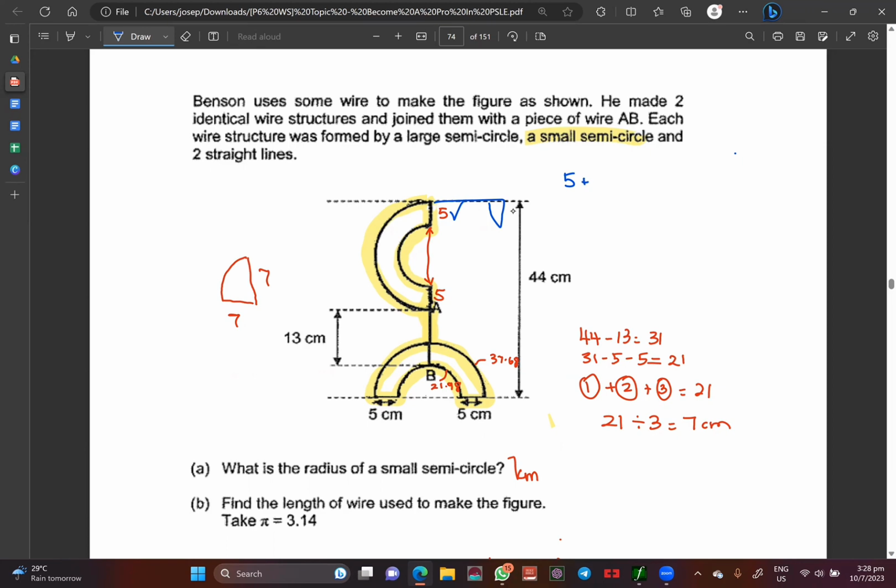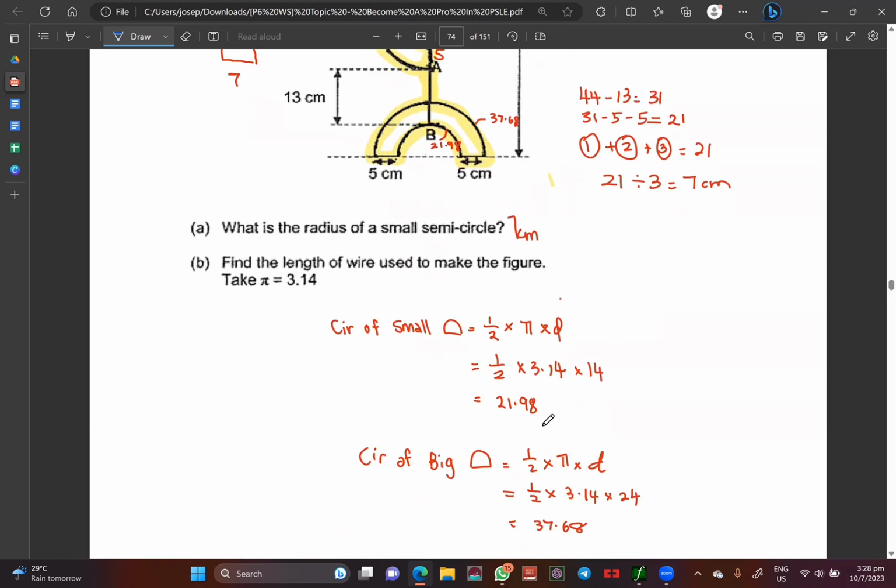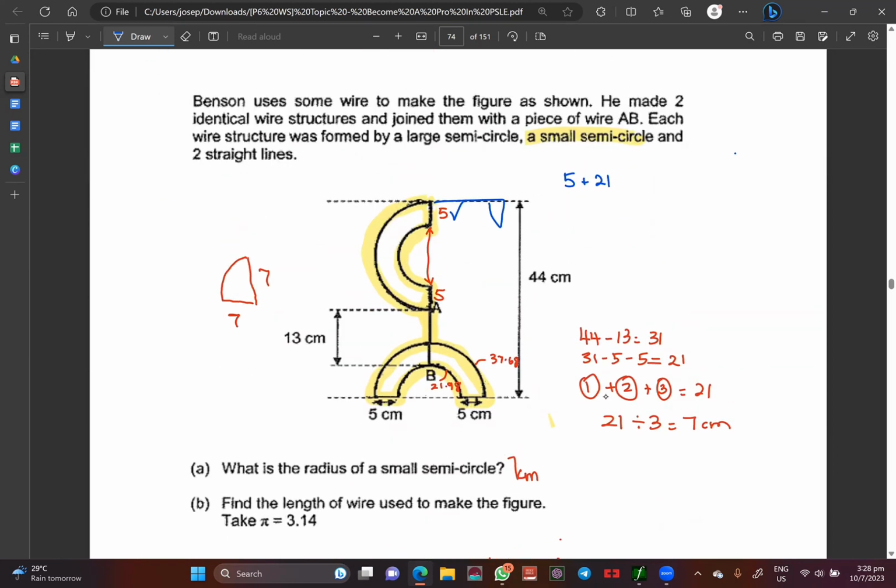Plus, what is the small semicircle circumference? It is 21.98. You all remember that? 21.98. Okay, so I'm just going to put a tick again. And then after that, followed by 5 again. So we plus 5 again. So I put a tick over here, right? And then after that, what else? What else do I have to do?